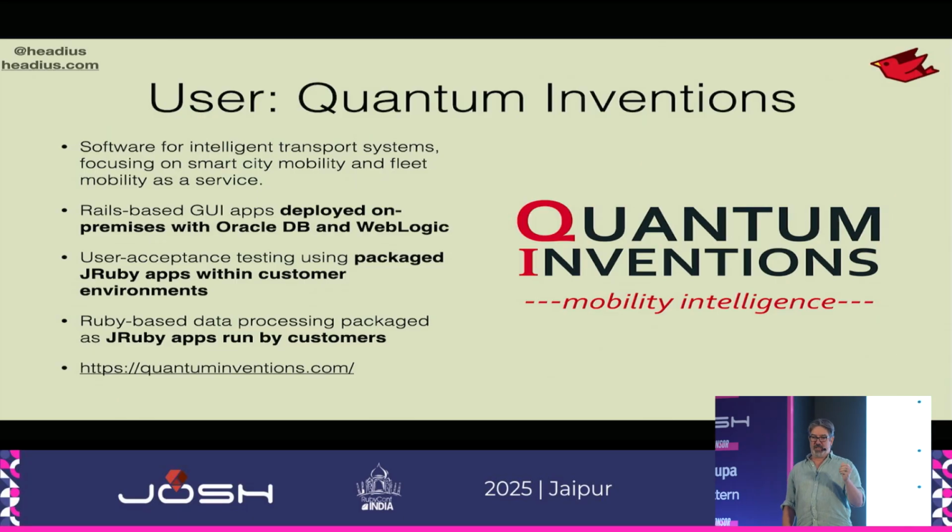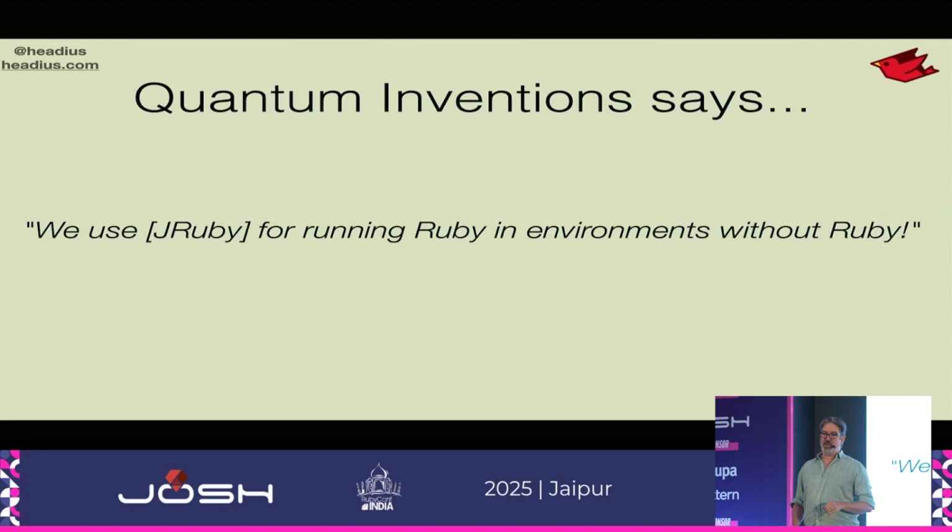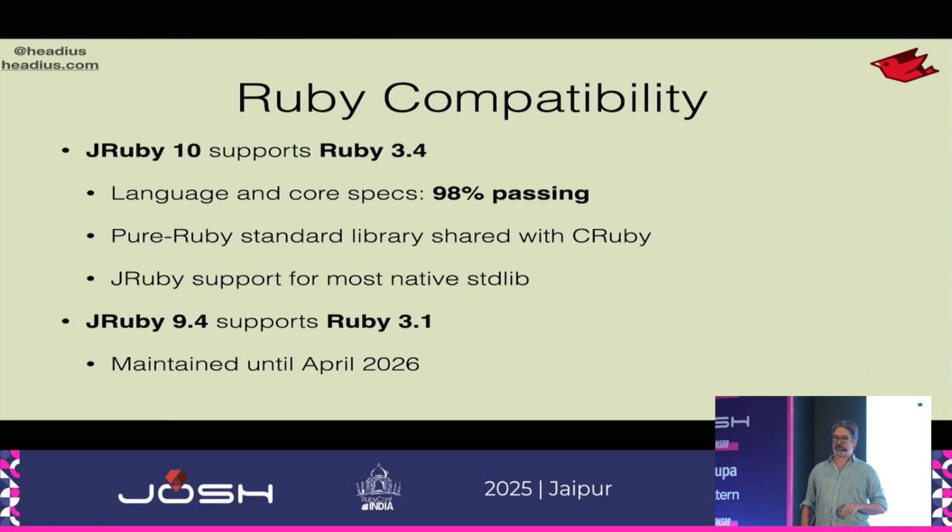They are packaging up data processing as JRuby applications. You can take Ruby, put it into a Java application, and send it anywhere and anybody can run it. It's amazing. This is a perfect example of what JRuby is meant to do. Quantum Inventions says, we use JRuby for running Ruby in environments without Ruby. And we hear this from users all the time. You can take a Ruby application, you can deploy it into your Java cloud, and no one even knows. It's just another Java application.